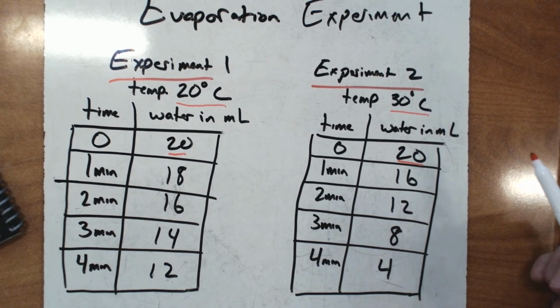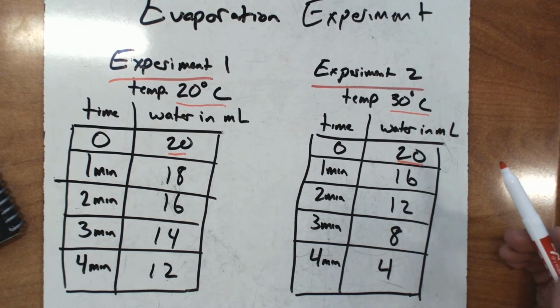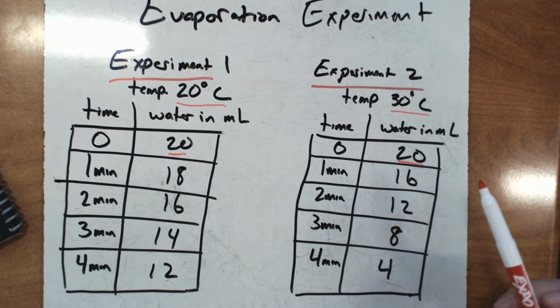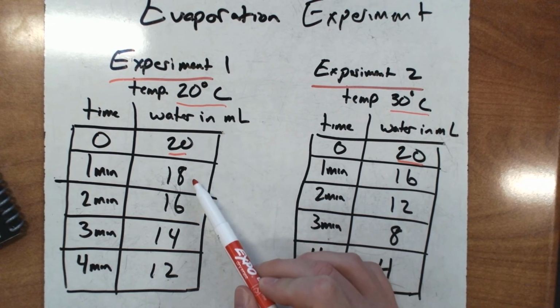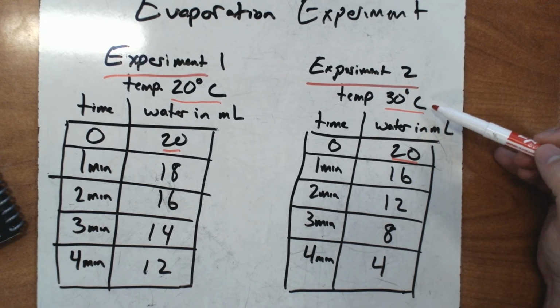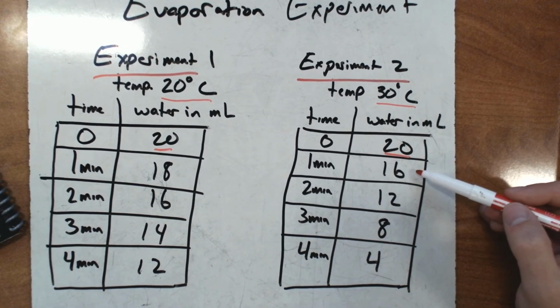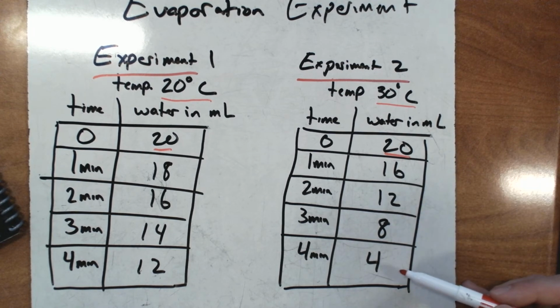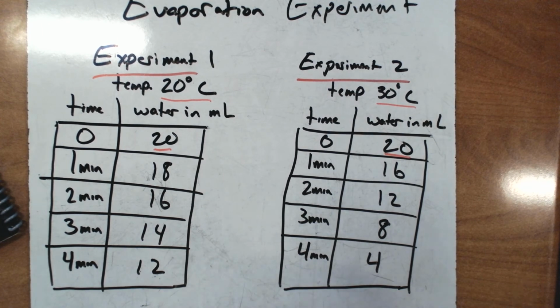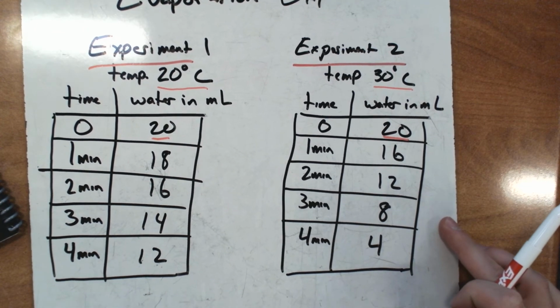The second type would be your hypotheticals. Make a prediction based on trends. If I'm looking at my data as it stands, I see that at 20 degrees Celsius, every minute I'm losing 2 milliliters of water. At 30 degrees Celsius, every minute I'm losing 4 milliliters of water. So this one is losing water faster than this one. That is the trend that I am setting up.